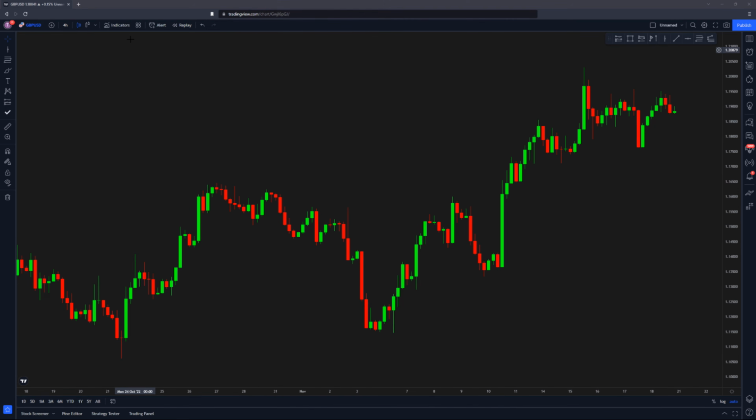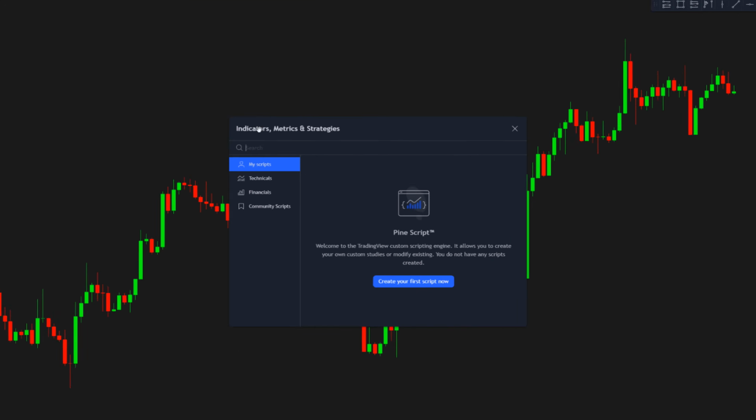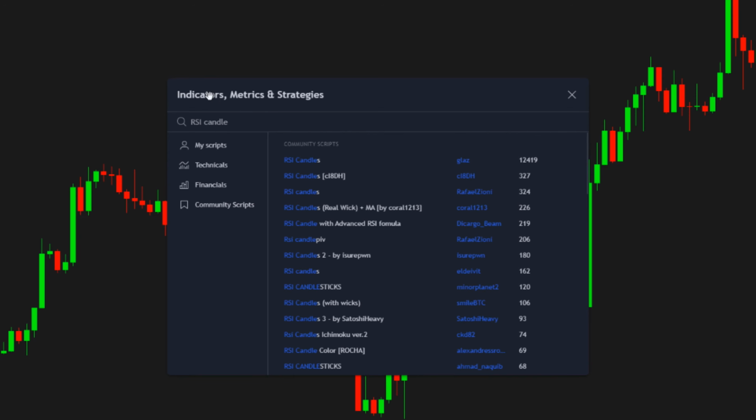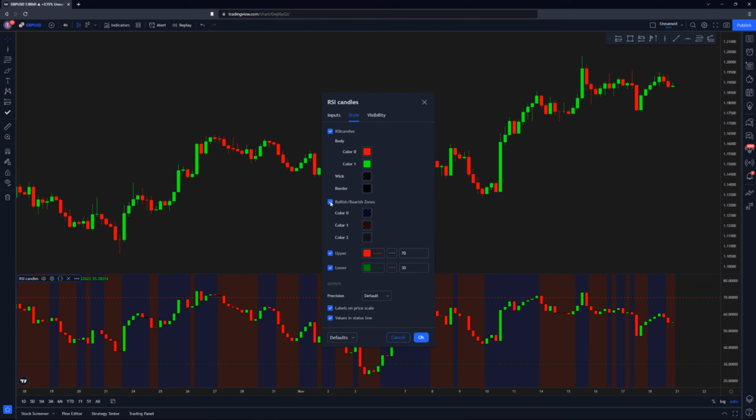Now I'm going to show you how to add these candlestick-based momentum indicators. If you want an RSI indicator, search RSI candle and add this indicator right here. I personally like RSI candle indicator. I normally hide zones and candlestick wicks.